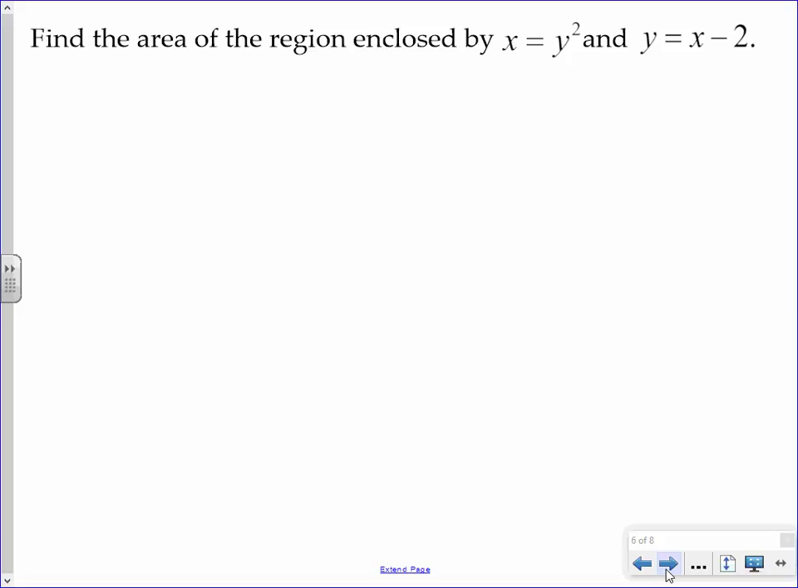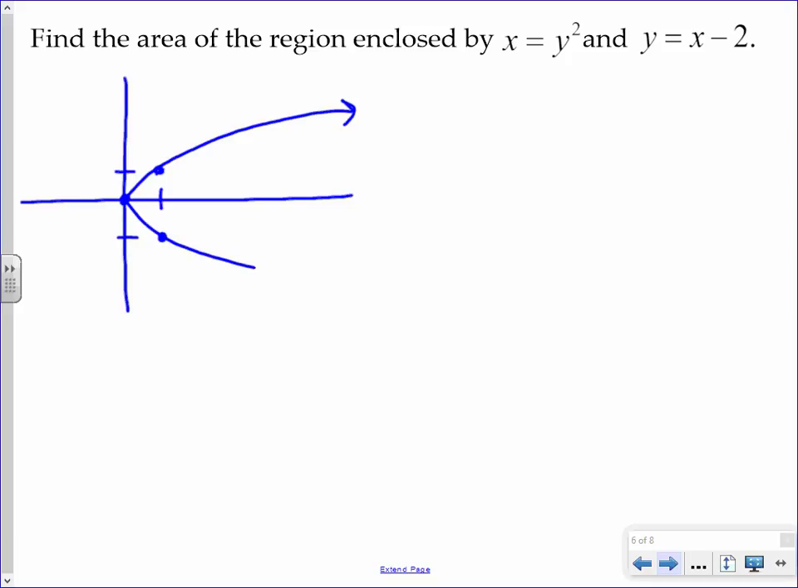We don't need a graphing calculator for this one. However, we are going to have to get a little bit more comfortable with graphs like x equals y squared. What does x equals y squared look like? You can plug in points to draw these. It's just a sideways bracket. It is a parabola that opens to the right.